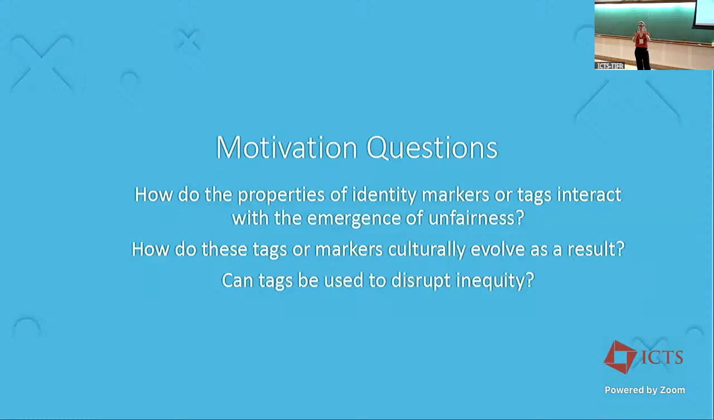So when we have interacting systems, the emergence of bargaining and the emergence of signaling your identity, what do we see happening? And then last, can tags be used as a way to disrupt inequity? If we take the point of view of wanting to undermine an inequitable system, what role could tags play in doing that? So these are going to be the motivating questions for the rest of the talk.